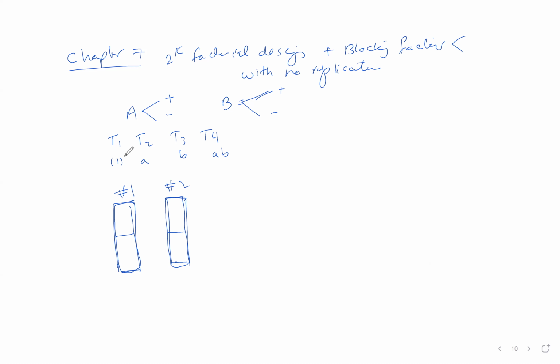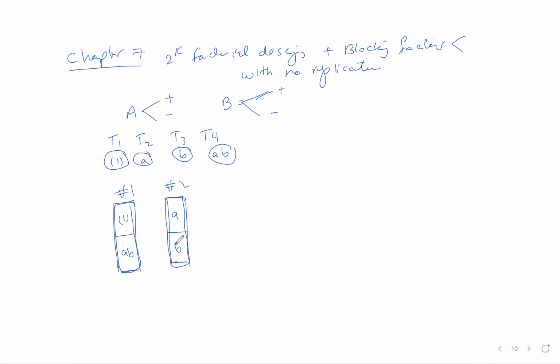So I have 4: 1, A, B, AB. How do I arrange these 4? There are many ways to arrange these 4 within these 2 blocks. Like one of them is, this one is 1, test AB. This one, test A, test B. This is one of the combinations or one of the arrangements.